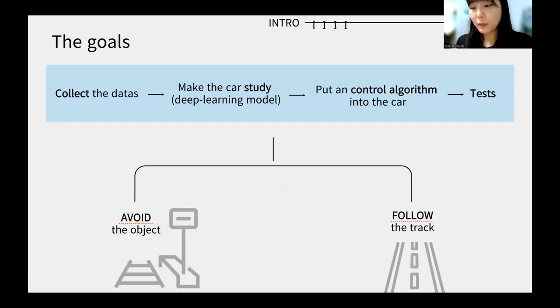We did our project by following this process: collect the data, make the car study, put a control algorithm into the car, and do the tests. We made the car avoid objects if there are any, or just go along the tracks with many cars.